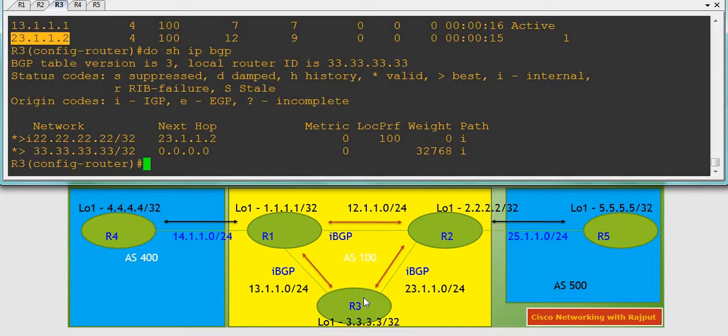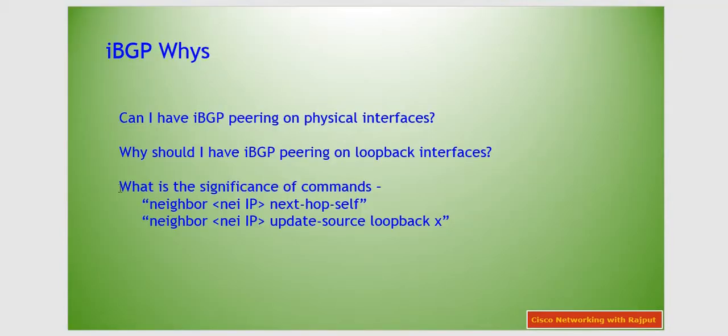In that case, there would have been IP reachability, and the BGP session would not go down in such a situation where one physical interface goes down and another one is available. This is the reason Cisco recommends using iBGP peering on loopback interfaces, because that will make your network more stable and more scalable. Let us go to the next query.